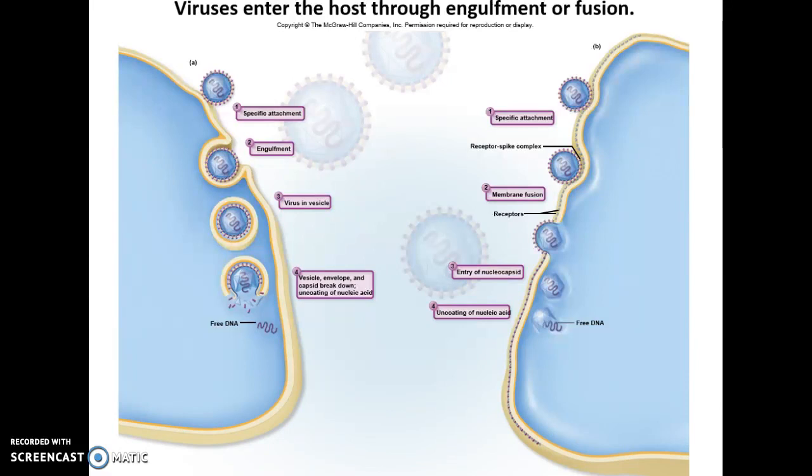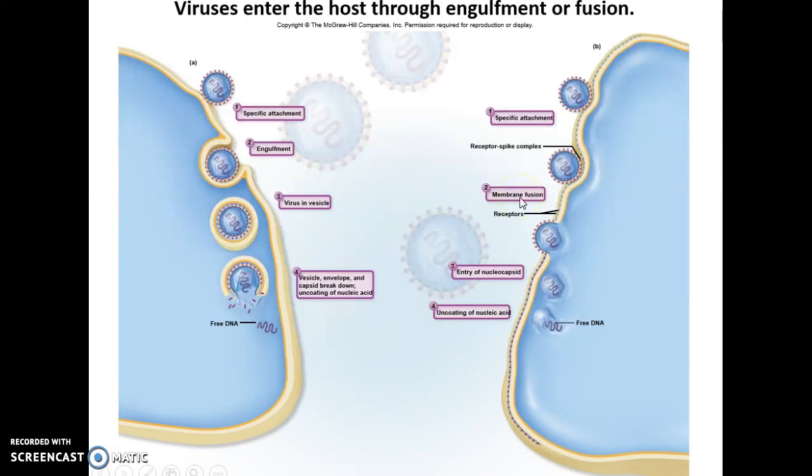Alright, so the way a host virion can enter a host cell is through engulfment. What you see here, the entire virion is engulfed. Or it can enter through membrane fusion.